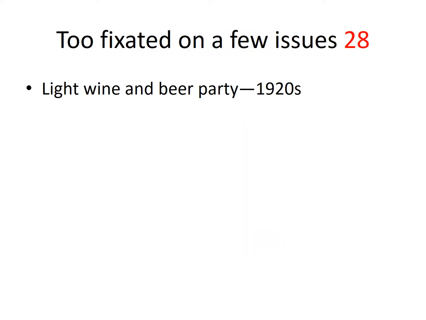Too fixated on particular issues. The Light Wine and Beer Party, a very small third party, didn't have a lot of success, but tried to provide some form of a political wedge on the prohibition issue.